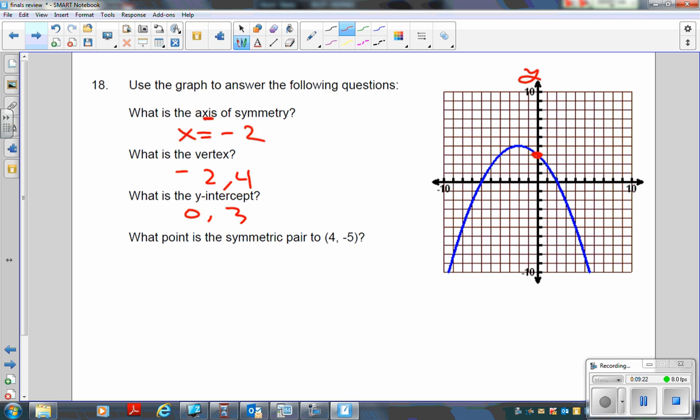And the symmetric pair, (4, -5). Well, first let's locate (4, -5). Symmetric pair is the dot that's right across from it. And that looks like -8. I'm sorry. Yeah, (-8, -5).